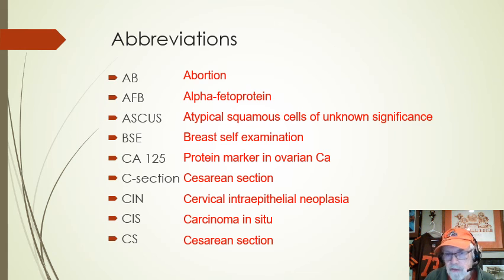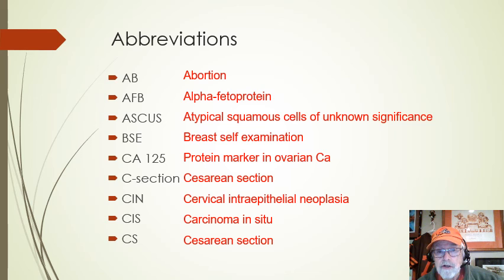BSE, breast self-exam, might be a good one. CA125 is that test I was mentioning earlier about ovarian cancer. If a female has ovarian cancer, they could do some tests. One of them is called CA125. Okay, it's a genetic or protein marker. It's also positive in other types of cancers, but again, it's not routinely done on everybody, so that's not done as a screening test. Okay, C-section, cesarean section.